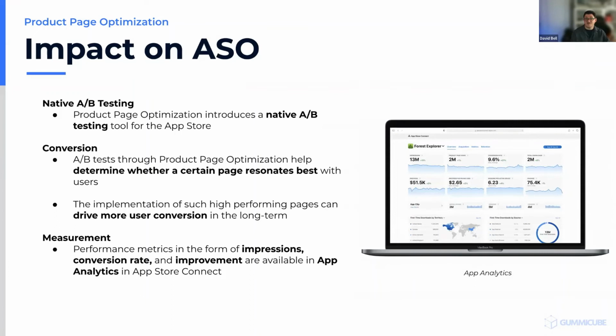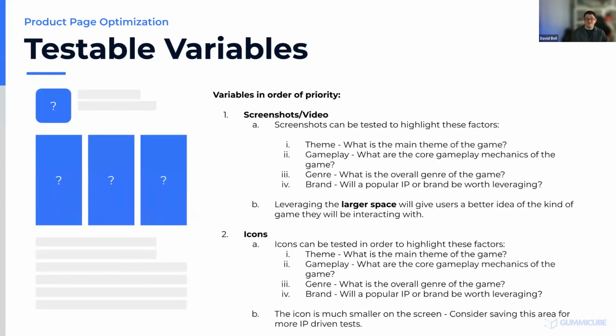From an ASO standpoint, the impact is going to be measurable. You're going to have native A/B testing in the store. You're going to be able to understand how different sources of traffic convert as part of an A/B test, and you're going to be able to measure across impressions, downloads, and engagement across the store, which is going to be hugely valuable. Now, when we think of the variables that you're going to be able to test, screenshots and video are an important variable. Icons are an important variable. And all of these things we're going to be able to A/B test as part of iOS 15.